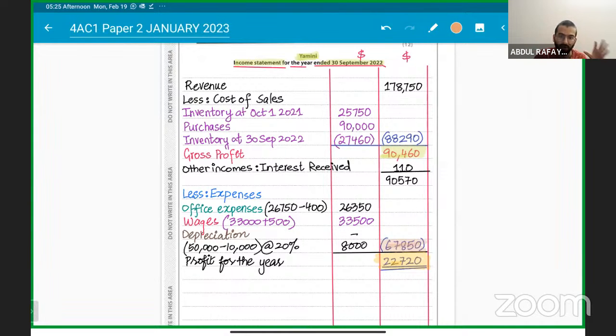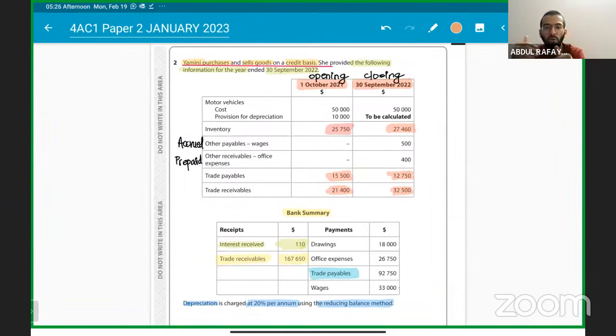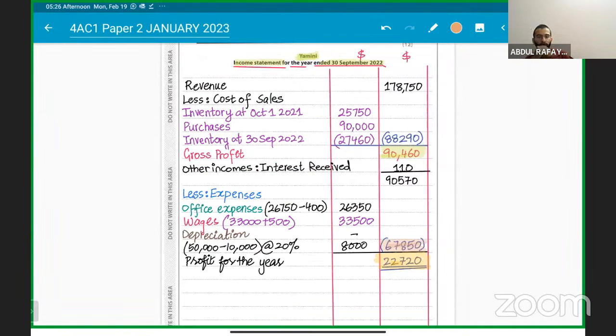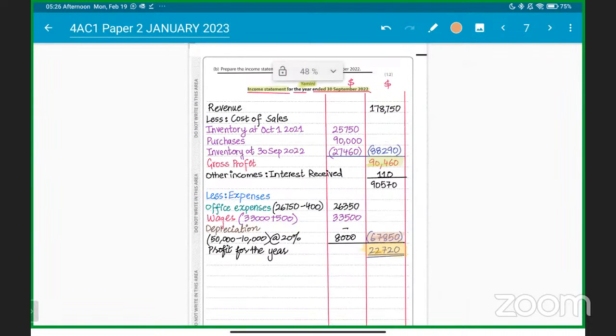We have three expenses here. Office expenses were receivables, which means they were prepaid. Yamini had paid in advance, so we can't put more expense than is due. We only record for the 12 months. So Yamini has paid $400 extra, which is why we have to remove it. Similarly, the wages she has paid less. She had to pay 500 of the previous year as well, so 500 will be added to this. Got it now, clear?